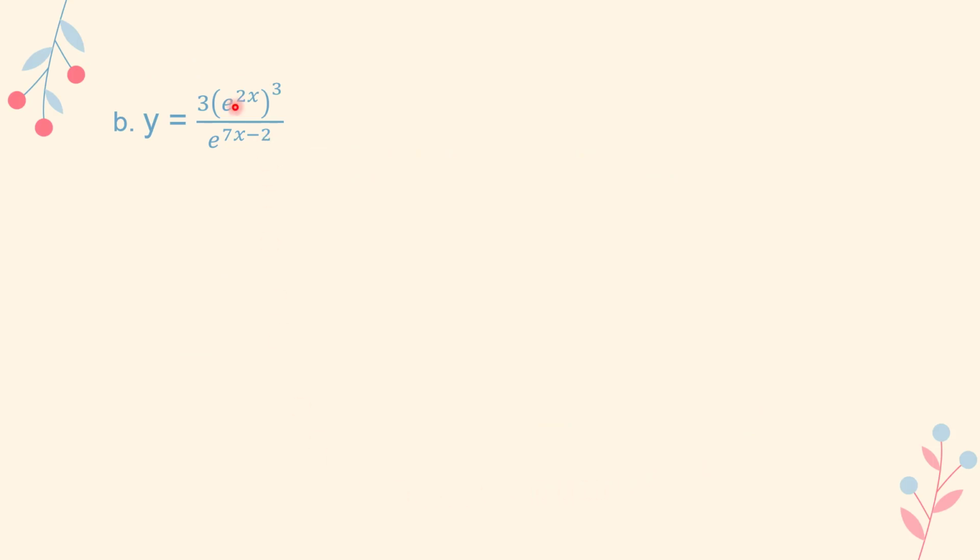Here, you can see that e is separated in the numerator and denominator. Before we proceed with the derivative, let's simplify this using the indices law. In the indices law, a to the power of p divided by a to the power of q has the power as the subtraction p minus q. Since e is also a constant base, e to the power of p divided by e to the power of q will be e to the power of p minus q.